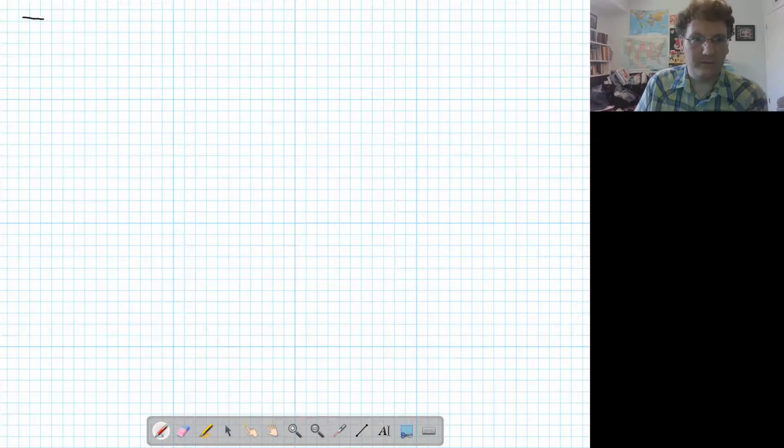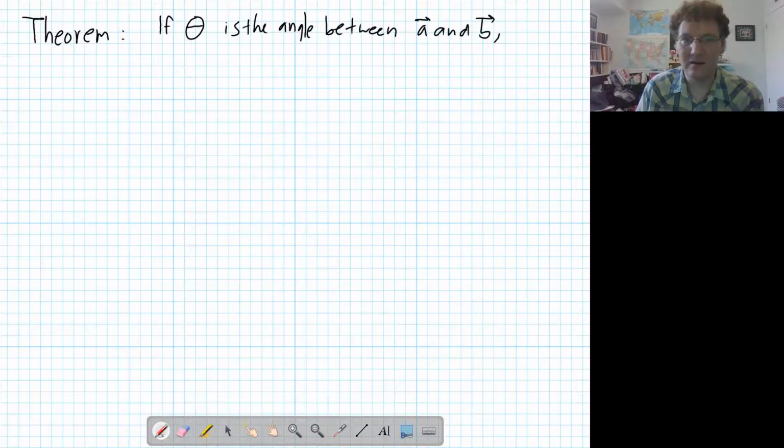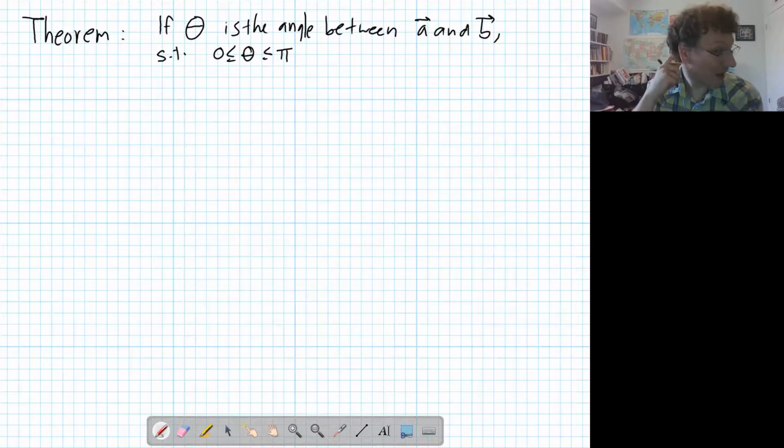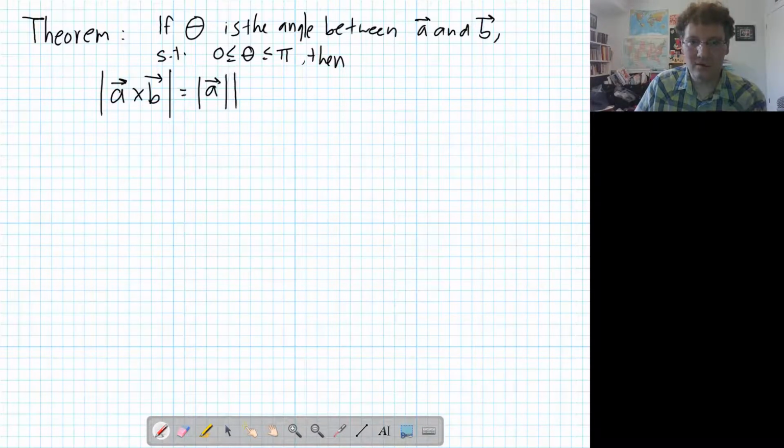Another theorem is similar to a theorem that we have for dot products. If theta is the angle between A and B, as long as it's an angle between 0 and pi, so we're taking the smaller of the two angles, the angle that's less than 180 degrees, then the magnitude of the cross product is equal to the magnitude of A times the magnitude of B times the sine of the angle between them. The proof of this is going to happen in a couple parts.